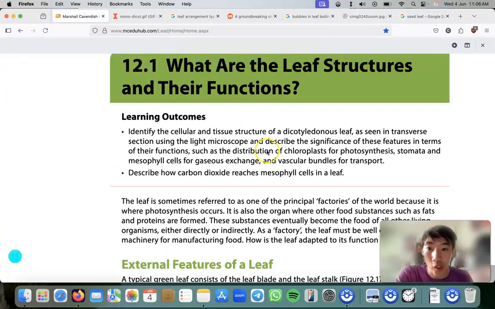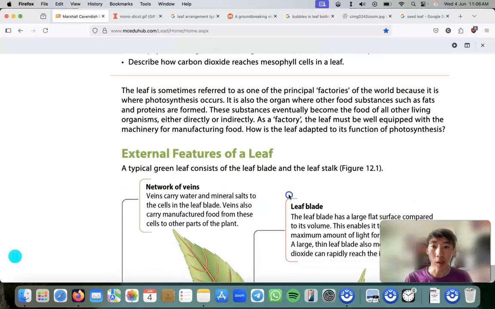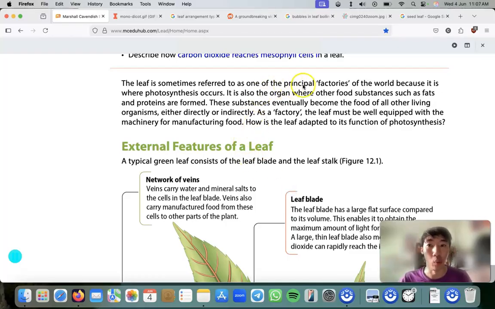We need to talk about the functions of the chloroplast, as well as where it's distributed around the plant, the function of the stomata, the mesophyll cells, and the vascular bundles. We also need to talk about how carbon dioxide would reach the mesophyll cells in a leaf. A leaf is sometimes called the factory of the world, because this is where photosynthesis occurs. During photosynthesis, glucose is made, and oxygen is also made. Oxygen is released, and this is why plants are so important for our daily life. They are releasing oxygen and making glucose that can be converted into other nutrients for us to use.